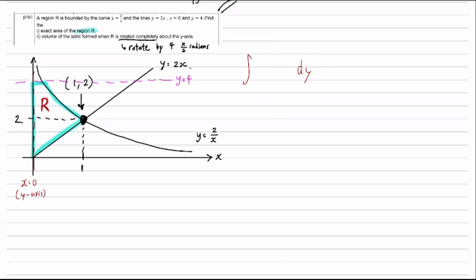If you want to integrate with respect to y, make x the subject. So x equals half y. x equals 2 over y. Then you work with half y and 2 over y. Is that clear? Then you figure out which is the top function and which is the bottom function. And whenever you're ready, send it in.